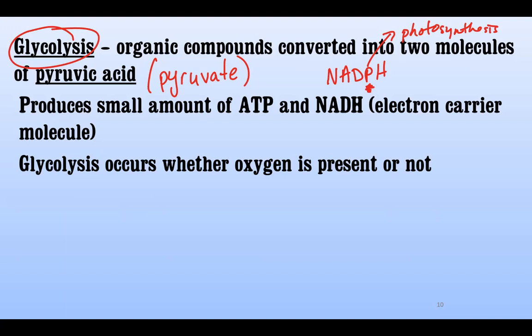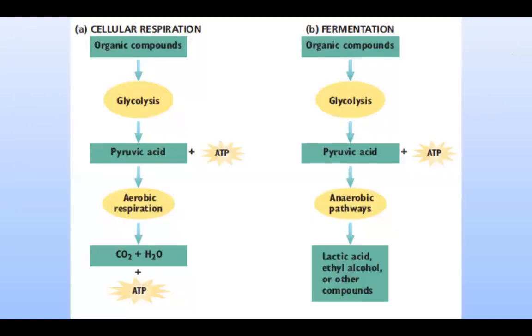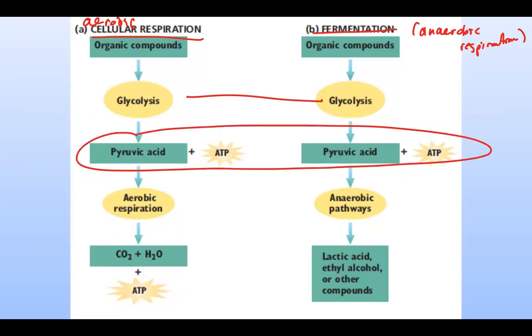So again, glycolysis occurs whether oxygen is present or not. You can see that here. Cellular respiration is another name for aerobic. And if there's no oxygen present, we call it fermentation, or we can call it anaerobic respiration. But if you see just the term cellular respiration, that's referring to aerobic, or with air, with oxygen. Both of them start with glycolysis and produce pyruvic acid and a little bit of ATP.